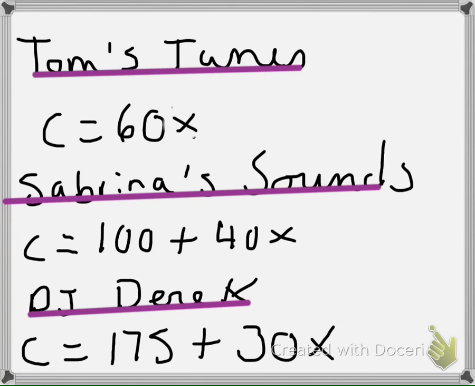Okay, it said A, write the equation for each DJ. Tom's Tunes, the equation is cost equals 60x. The 60 represents the cost per hour, and the x represents the number of hours. Cost equals 60 times hours. Sabrina's cost equals 100, the setup fee, plus 40 times the number of hours, 40x. And DJ Derek's cost equals 175 plus 30 times the number of hours, 30x.